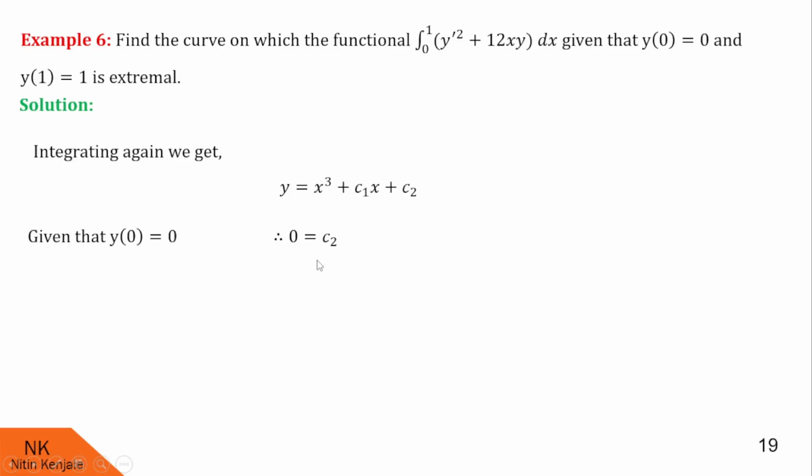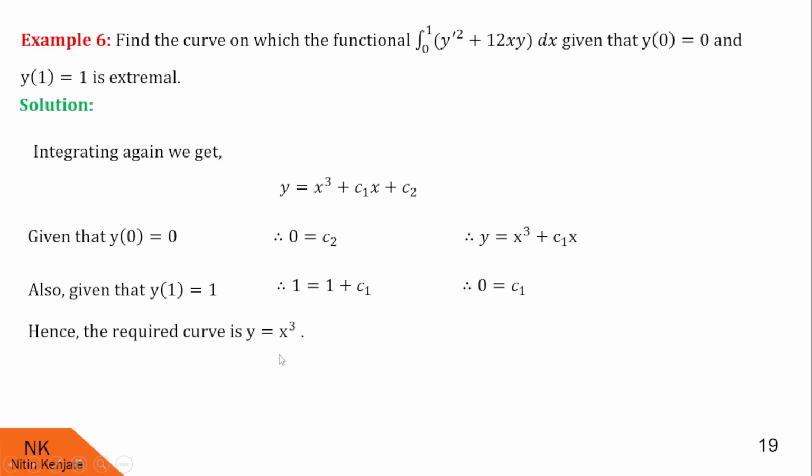Now let us use the other initial condition. Put x is equal to 1 and y is equal to 1 over here. So we get 1 is equal to 1 plus c1. Simplifying this, we get c1 is equal to 0. Now we have c1 is equal to 0, c2 is equal to 0. So we are left with y is equal to only x cube. This is the required extremal for the given functional. I hope you understood this. Now let us proceed to the next one.